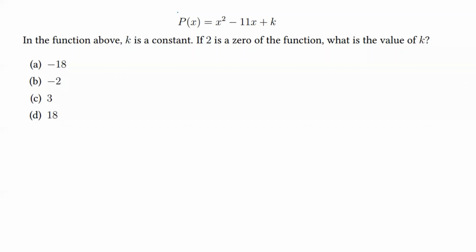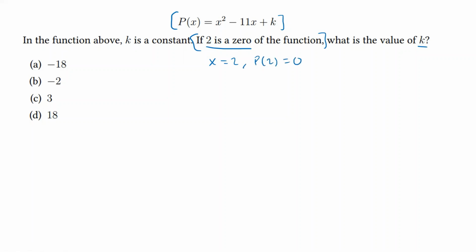In this problem, we are given a function. We are told that 2 is a zero of our function, and then we are asked to find k. What does this sentence mean? Well, if 2 is a zero, that means plugging in x equals 2 will result in the function being equal to 0.